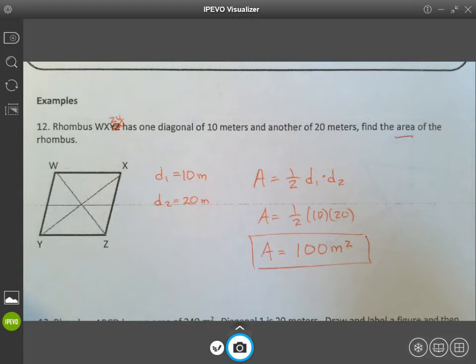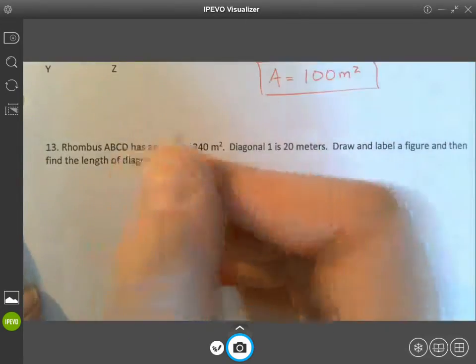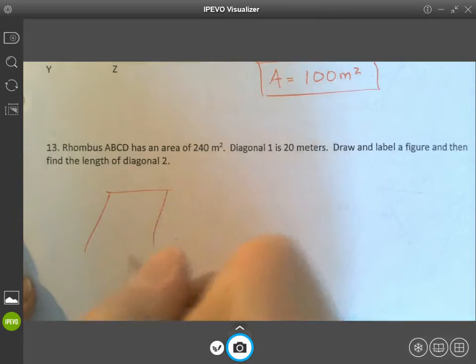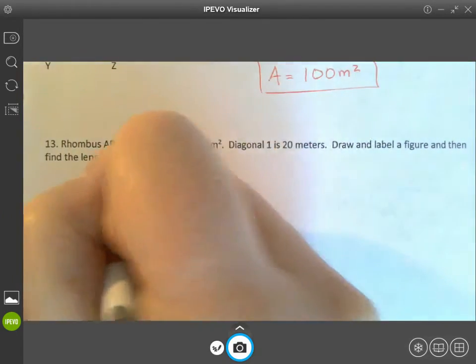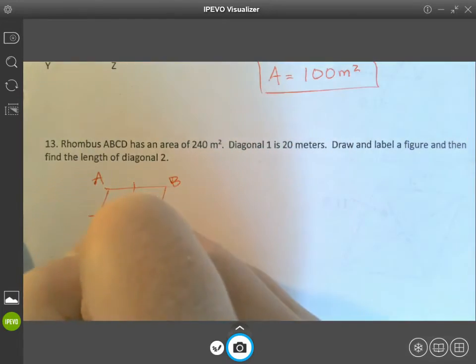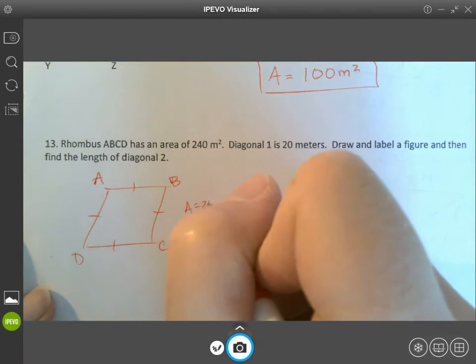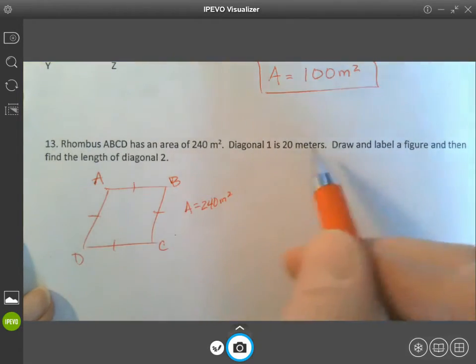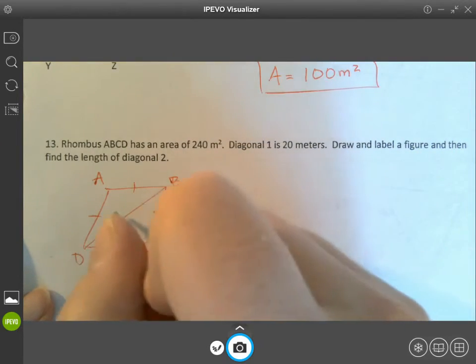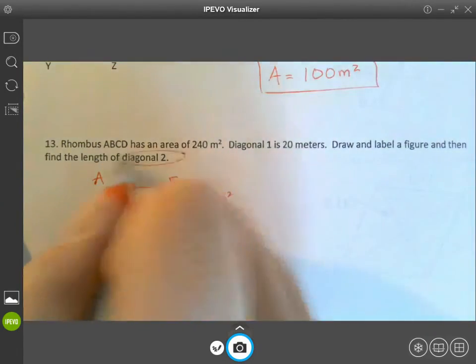All right, now look at number 13. It doesn't give us a picture, but it does tell us we have rhombus ABCD. So if you wanted a picture, you could sketch one. Since it's a rhombus, all four sides are equal, but there's no right angles. And we go around, so you can't jump. A, B, C, D. You got to go clockwise or counterclockwise. The area is 240 meters squared. And diagonal 1 is 20 meters. Now, it doesn't tell us which diagonal is which. So we'll just say here's diagonal 1. That's 20 meters. And they want us to find diagonal 2.